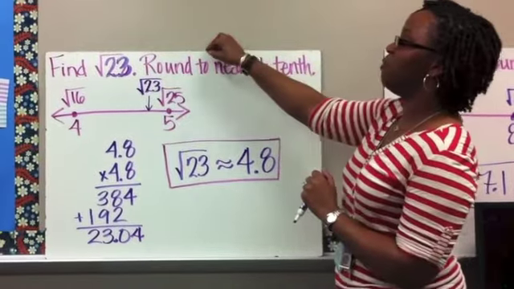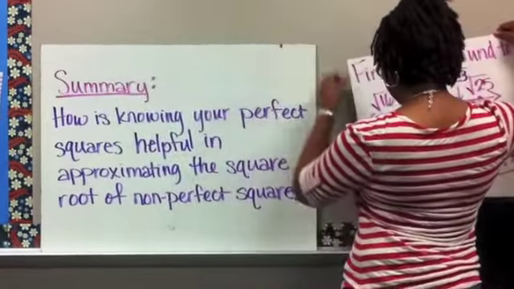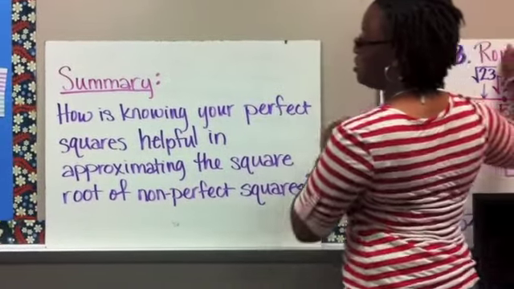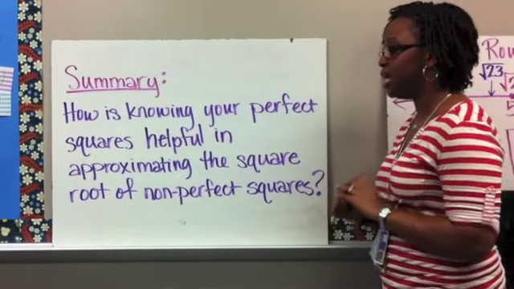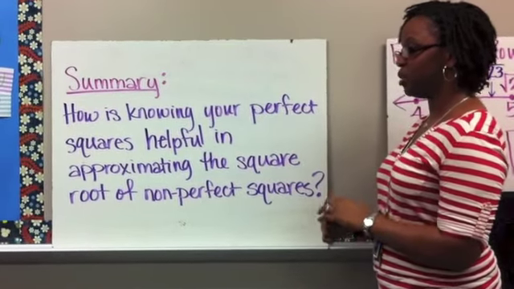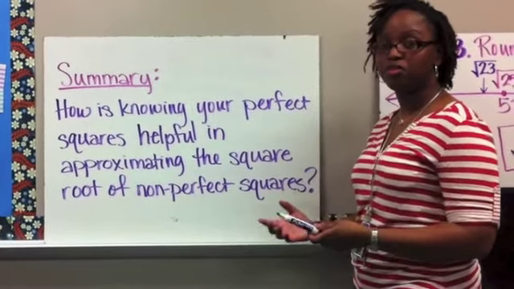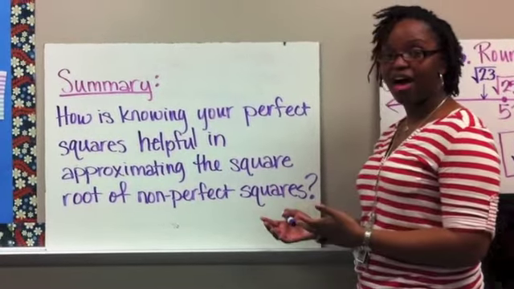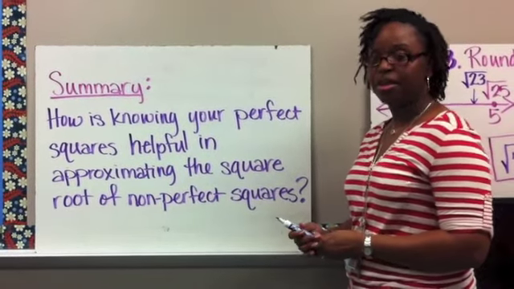Alright, before you end your time with the video, you need to make sure that you do your summary. For your summary, you should be answering the question, how is knowing your perfect squares helpful in approximating the square root of non-perfect squares? With each example, we used perfect squares. Tell us how that's helpful in approximating non-perfect square roots.